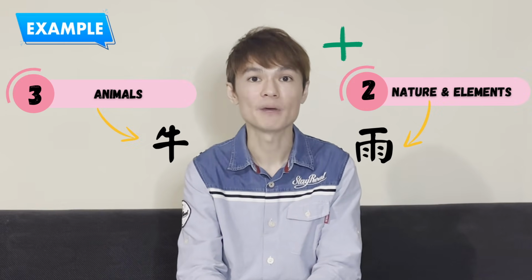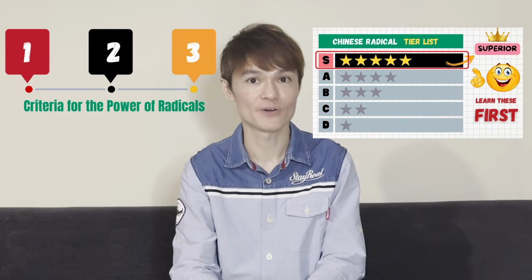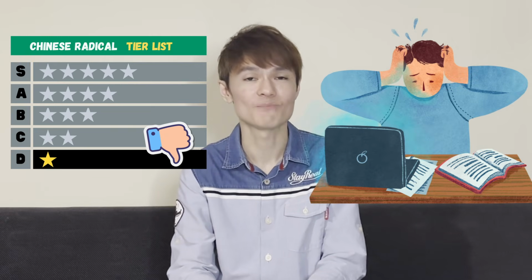The story might sound silly, but who cares? As long as it does the trick and helps us remember. You can certainly mix radicals from different categories to make your own memorable stories. So, after this episode, I believe you have a better understanding of the Chinese writing system, knowing the difference between 字 and 词. Most importantly, through the 3 criteria, you can spot the most powerful radicals you should focus on first, rather than just pick them up randomly or working hard on the least important ones.